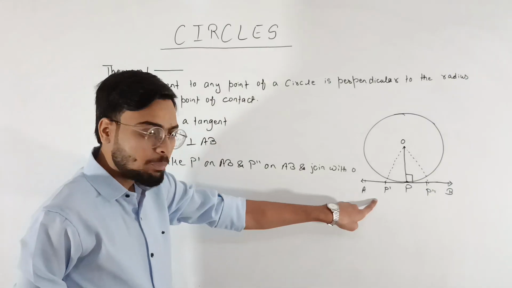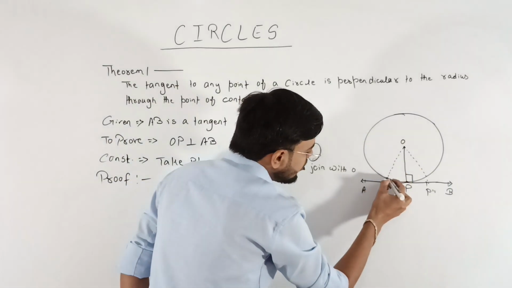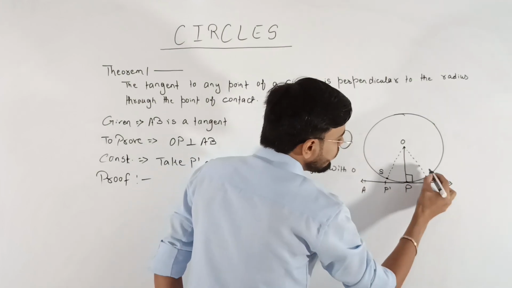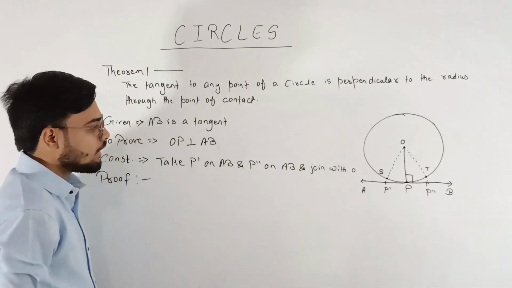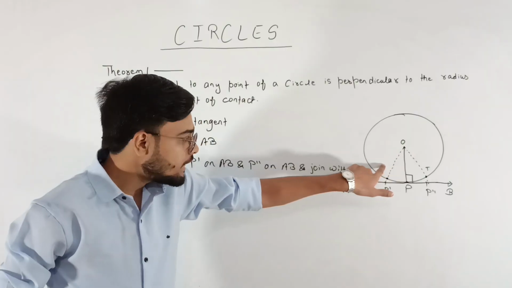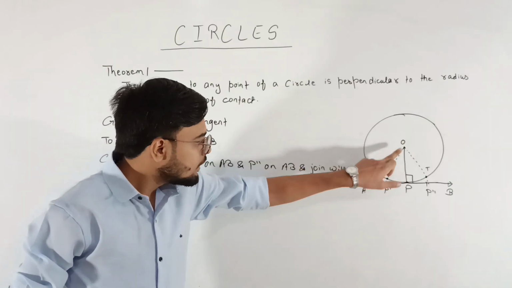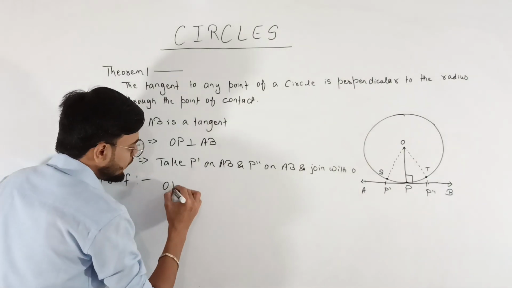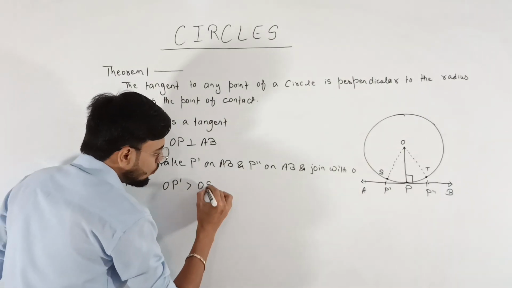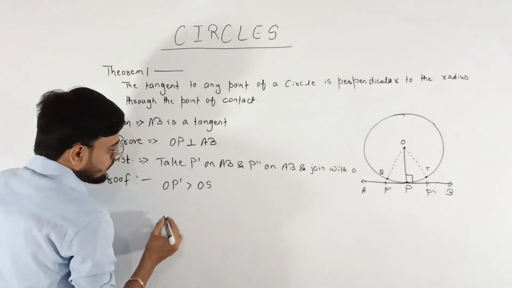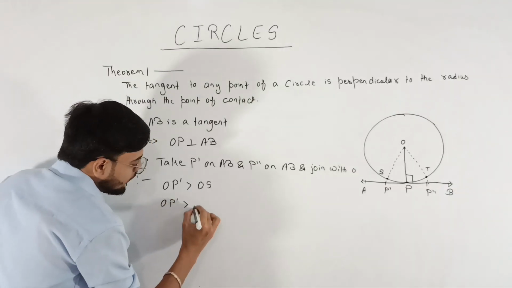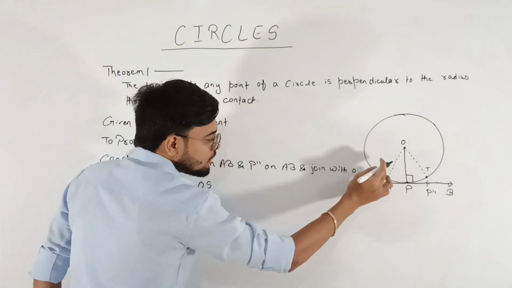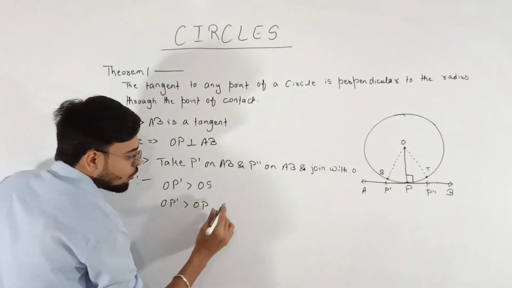Now look here, this is OP. This line intersects this circle at this point. So I name it as OS and this as OT. Now look here, line OS is smaller than OP dash, or line OP dash is greater than OS. So clearly I write here OP dash is greater than OS. Okay. So again I write OP dash is greater than OP. Why OP? Look here, OS is radius, OP is also radius. So OP is equal to OS. So in place of OS I write here OP.